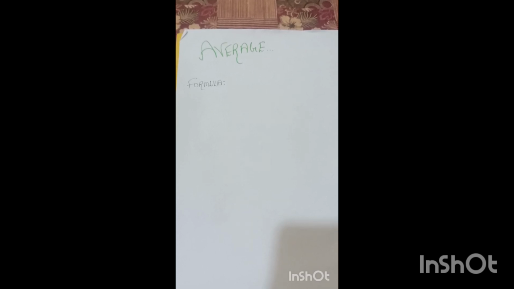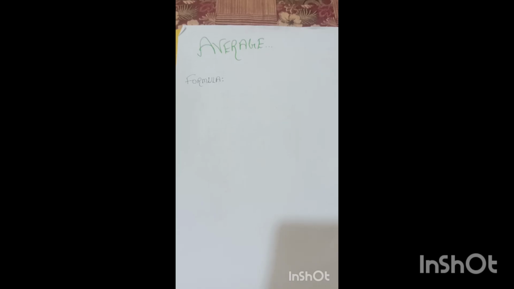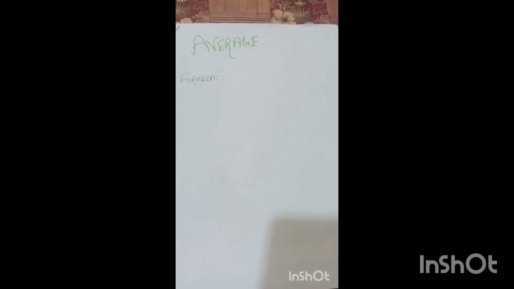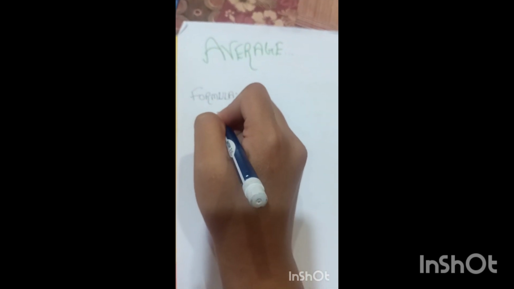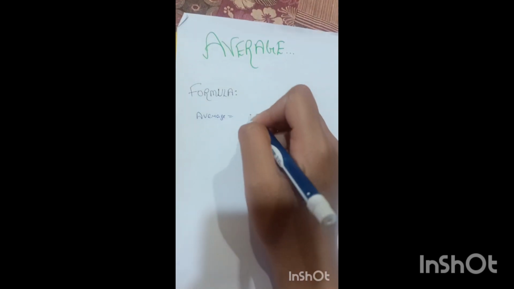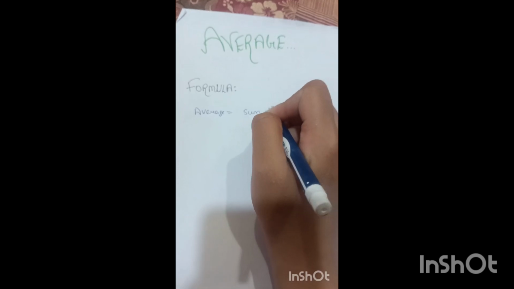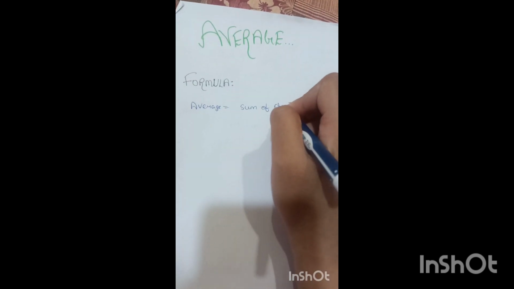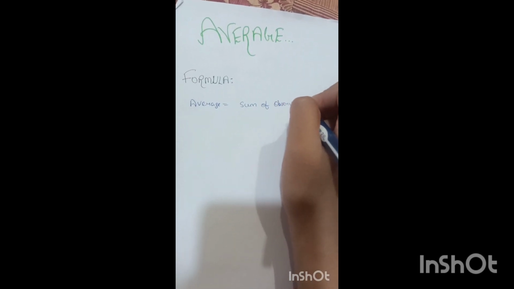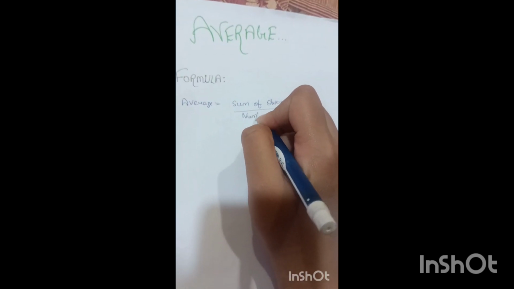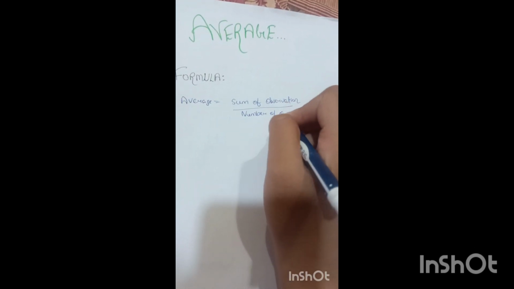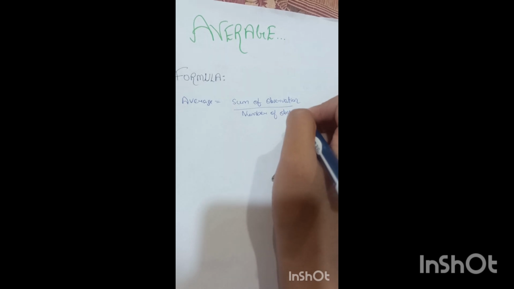Okay, hello everyone. Today we'll be starting with our average chapter. First of all, there are two formulas in this chapter. The first formula is average equals sum of observations upon number of observations.